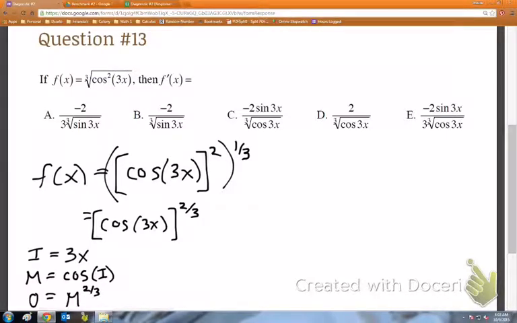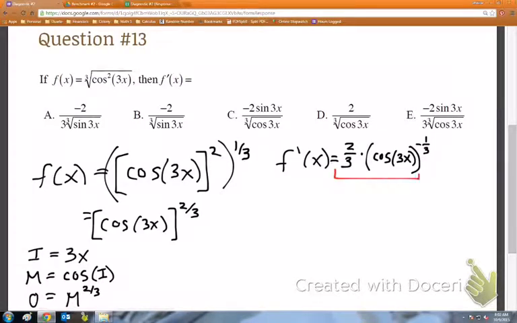So when I'm trying to find the derivative of f, I get f prime of x equals the derivative of the outside. So the derivative of m to the 2/3 is 2/3 times the middle to the power of whatever 2/3 minus 1 is. So that's negative 1/3. So again, that is just the derivative of the outside. So that's O prime. And that comes from this. So I just found the derivative of that so far.